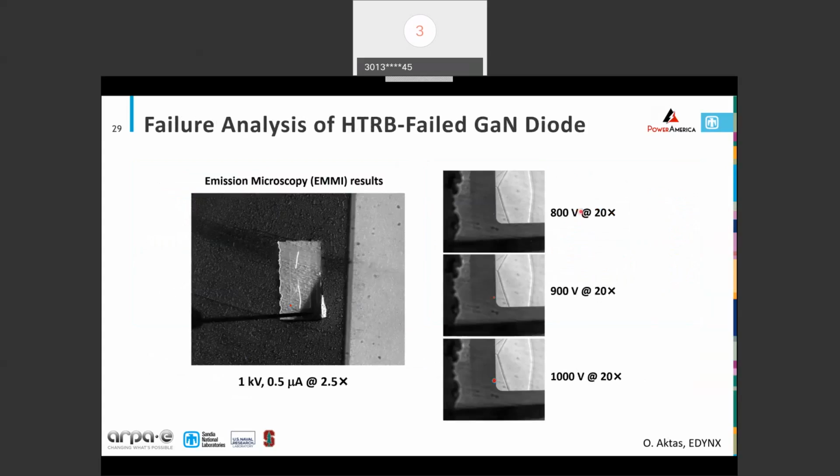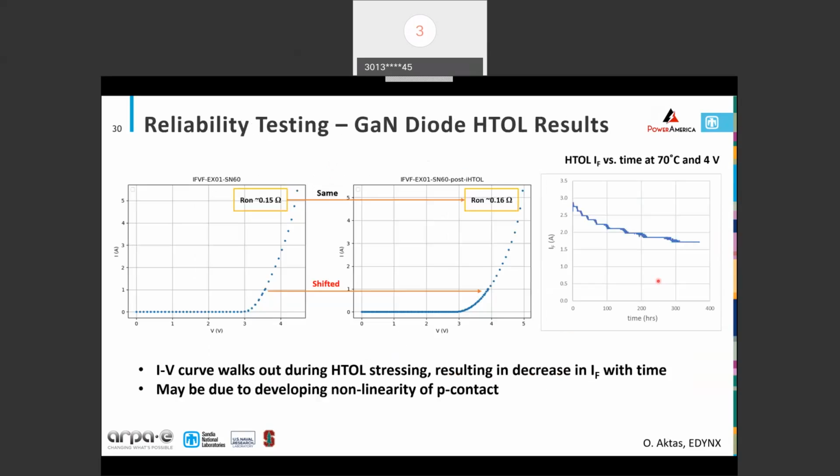This is one example where a diode that failed HTRB had some emission microscopy testing done, and you can see at 1 kV in a low mag image this spot here, and then if we expand that and look at different voltages, you can see at 800 volts a little spot, and then it increases as we go up. And so this is right at the edge termination, and so we think that failure is somehow related to that edge termination.